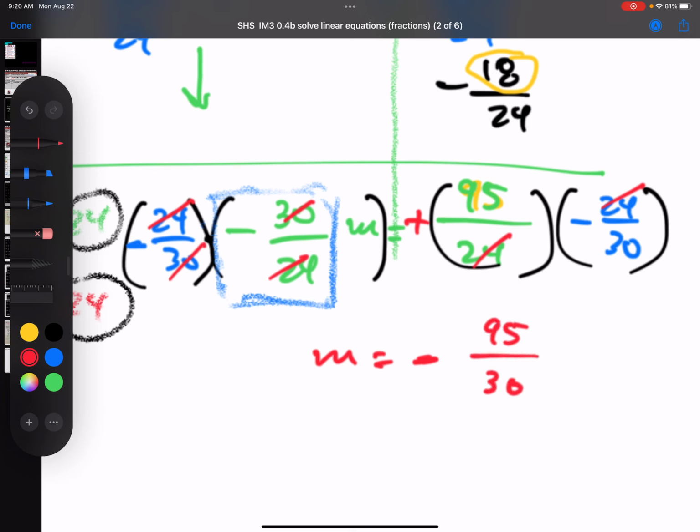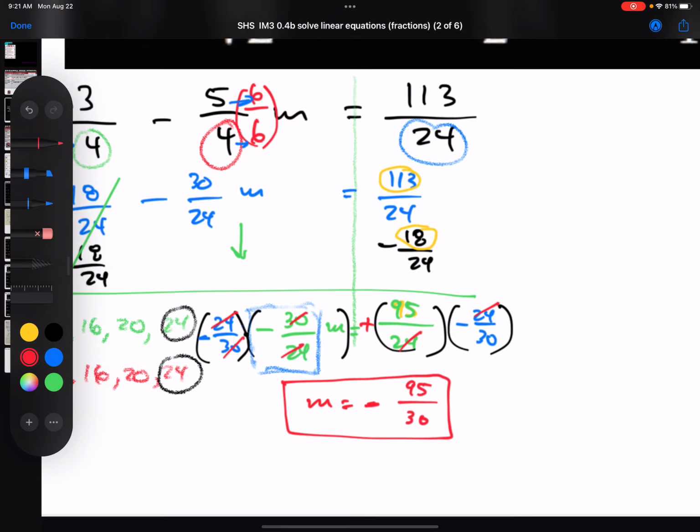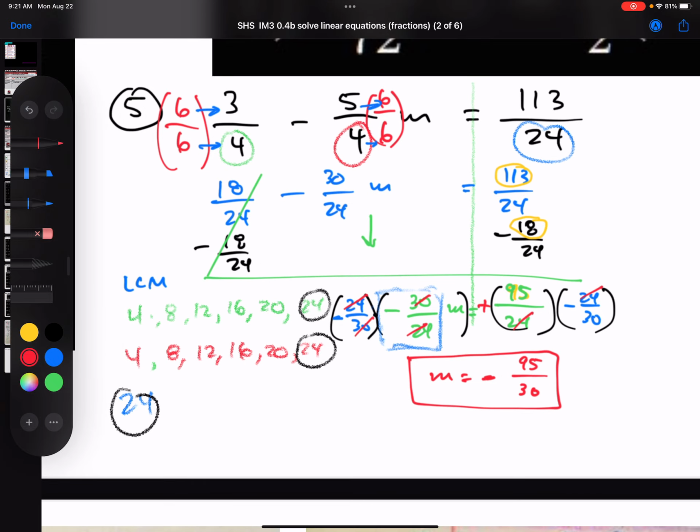You can leave it in improper. You don't need to make it a proper fraction. So you could deal with the fractions, or in this problem, we could have also just multiplied both sides by 24 and it would have cleared the fraction as well.